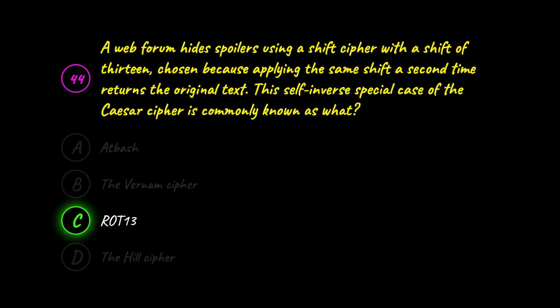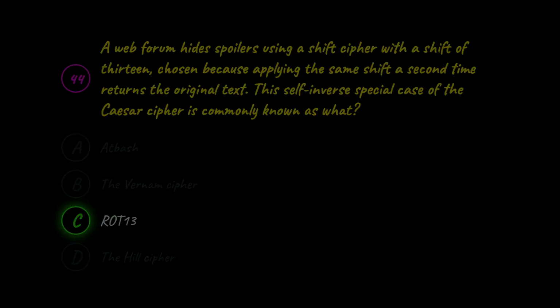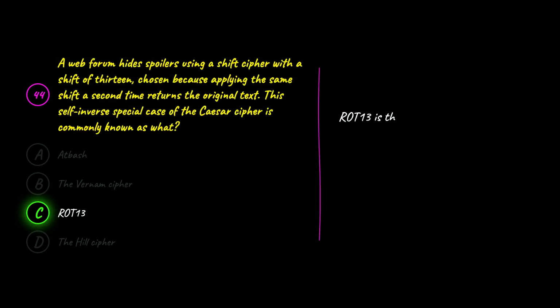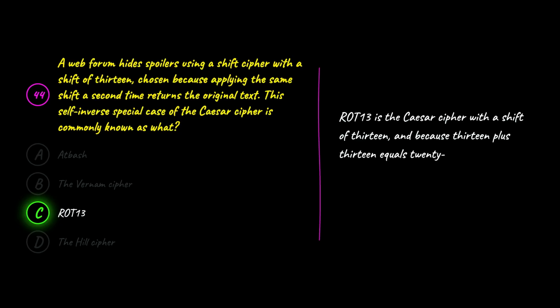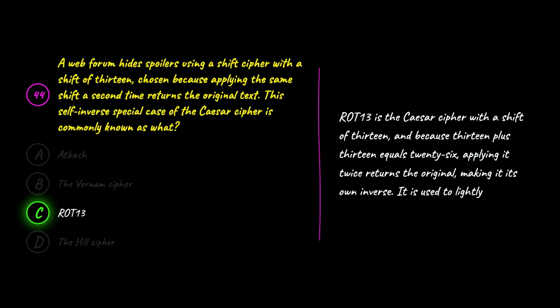The correct answer is C, ROT13. C is correct because ROT13 is the Caesar cipher with a shift of 13. And because 13 plus 13 equals 26, applying it twice returns the original, making it its own inverse. It is used to lightly obscure text such as spoilers, not for real security.